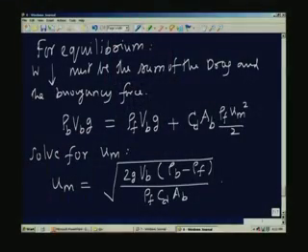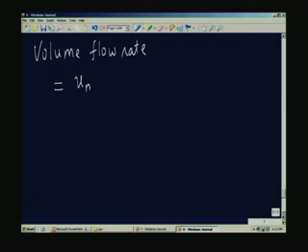Now that we have got the u m, let us look at what is the flow rate. So, volume flow rate is given by the velocity times the area available for the flow. So, u m into A available for the flow.